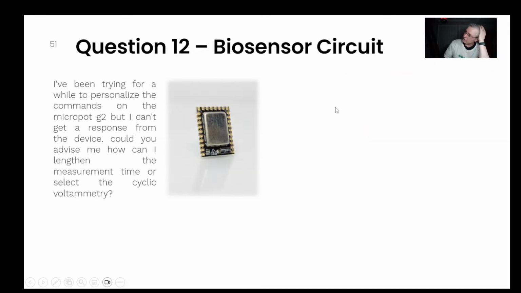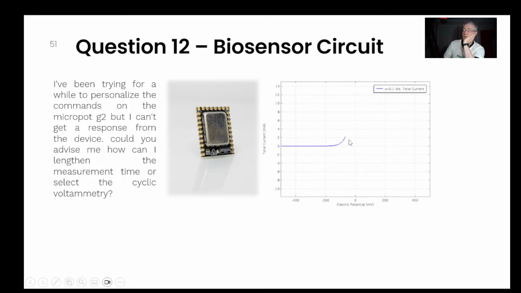Now the last one, I think this is the last one but one. Somebody's got a single-purpose biosensor circuit. This single-purpose biosensor circuit has been linked to earlier on in the video. They want to use it for cyclic voltammetry. At this moment, this single-purpose biosensor circuit is not a potentiostat.